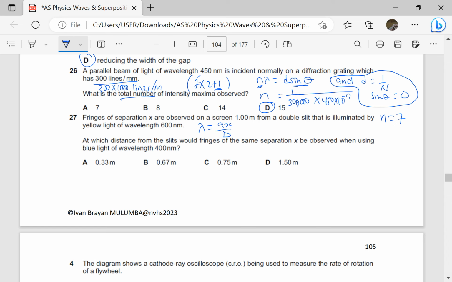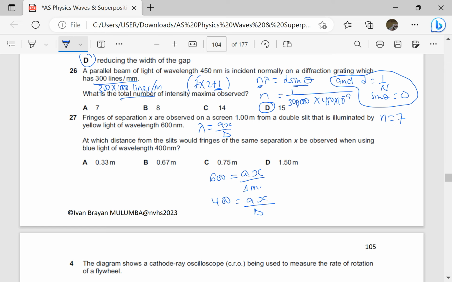So at what distance from the slit? So we are going to change D. I will not change the units for wavelength. I'll just get two equations. For the first condition, wavelength is 600 equals A X over D. A is the slit separation, it is not changing, and same separation X, so X is remaining, and D was 1 meter. Then the second one, we have 400, and slit separation is the same, fringe separation is going to remain the same, and D is not known.